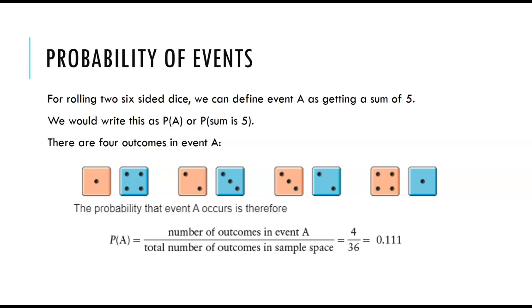To find the probability, I just take my number of outcomes in the event A. Well, the event was getting a sum of 5. There's 4 ways that can happen, and we divide it by the total number of outcomes in the sample space. And for that answer, I get 0.111. If I were to change that to a percent, it would be 11.1%.